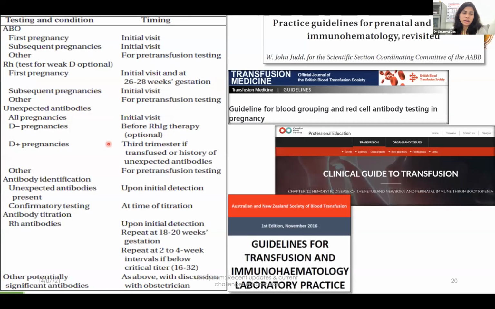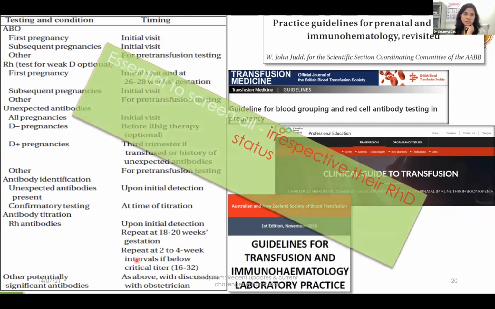So this is a beautiful chart of guidelines which is available from the AABB, and more or less the British Association, the Canadian and the Australian follow the same guidelines, which state that the ABO and the Rh typing needs to be done at the initial visit and with the subsequent pregnancies as well. And for the unexpected antibodies, we need to screen them in all the pregnancies. And once we have detected something, we need to identify them. And titration, for Rh, is to be repeated at 18 to 20 weeks, and for the others it will be at 2 to 4 weeks interval.